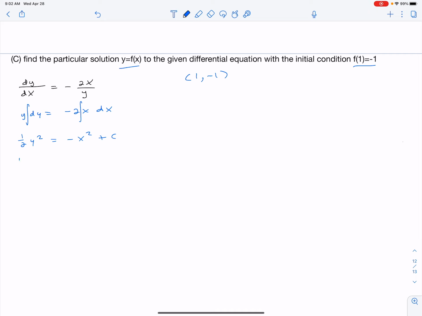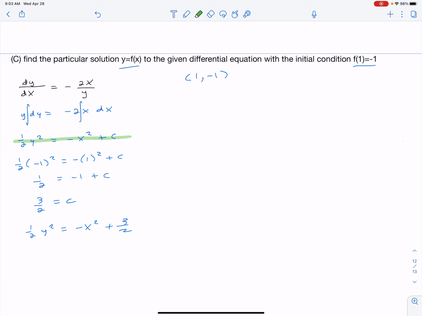Plugging in the initial condition, we get 1/2 times (-1) squared equals -(1) squared plus c. So 1/2 equals, looks like -1 plus c. Adding 1 to both sides, that's 3/2, right? So 3/2 equals c. Okay, so let's plug that in. So we have 1/2 y squared equals -x squared plus 3/2. All I did, just to be clear, I just plugged it into here.